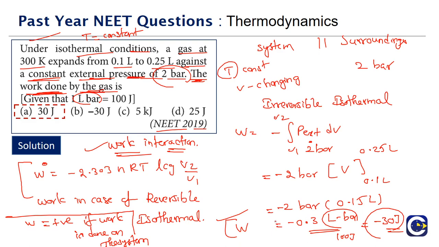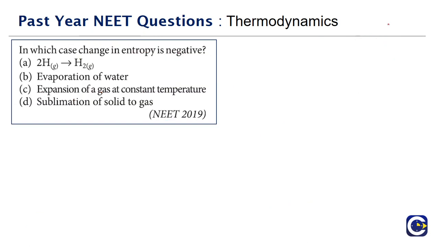If in some other question we are getting W as, say, plus 60 joules, I am just giving an example, which means in that case 60 joules of work is done on the gas. So when W is coming as positive means that much work is done on the gas. When W is coming negative means that much work is done by the gas. So these wordings we have to be careful.